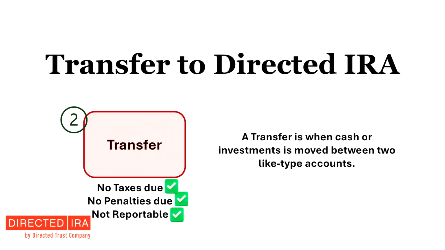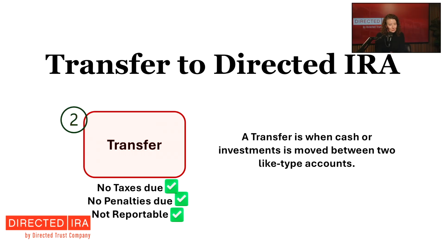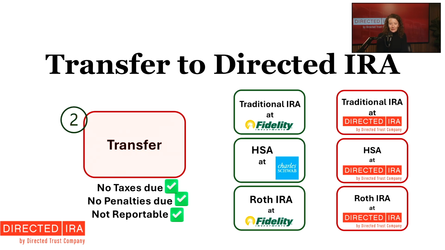All right, talking about transfers now. A transfer is one of my favorites, and that's because it's not reportable. It kind of just happens under the radar. A transfer is when cash or investments is moved between two types of accounts that are the same. So, for example, you've got your traditional IRA to traditional IRA, your HSA to HSA, your Roth IRA to Roth IRA. No taxes due, no penalties due, and it's not reportable.